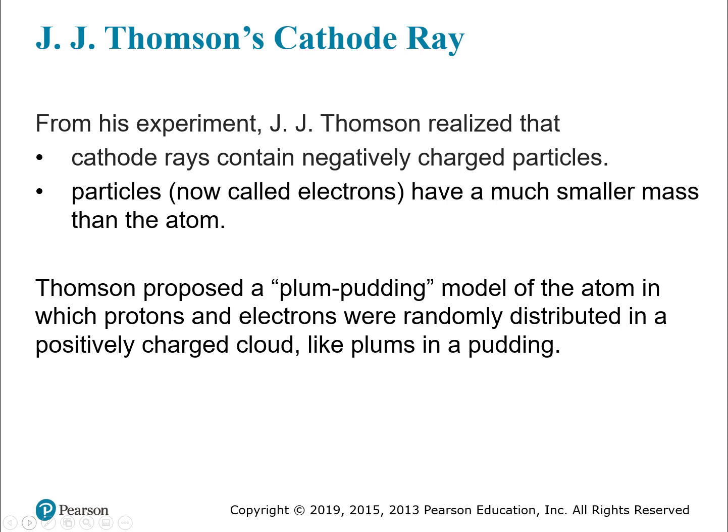He also proposed a plum pudding model of the atom, where the protons and electrons are just kind of randomly distributed in this positively charged cloud, like plums in a pudding. Now, J.J. Thomson, not exactly from the U.S. Plums, what they really mean are raisins. So it's like raisins in a pudding. And the raisins in the analogy are electrons.